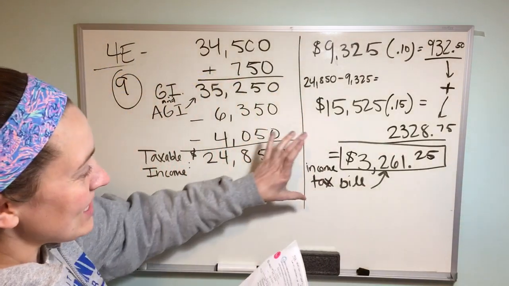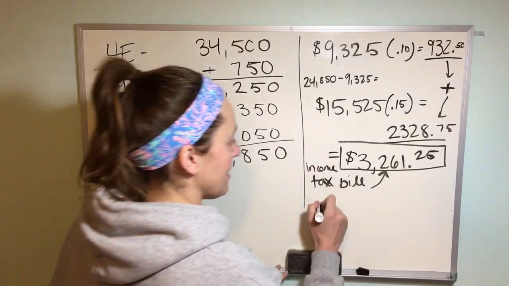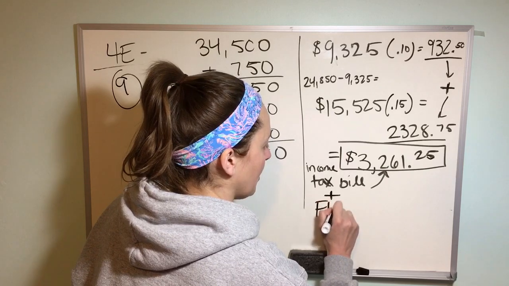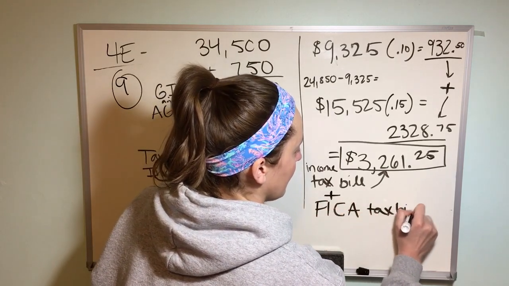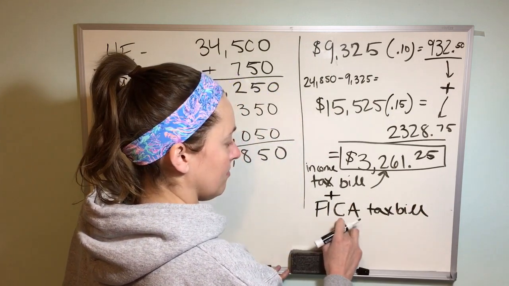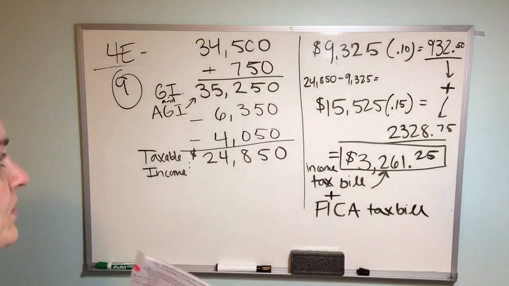All right. So this is her income tax bill. So hang on to that number. We're going to have to take this and add that to her FICA tax bill. Federal income tax something, I think is what it stands for. So we'll add those together. So let's calculate the FICA taxes next.